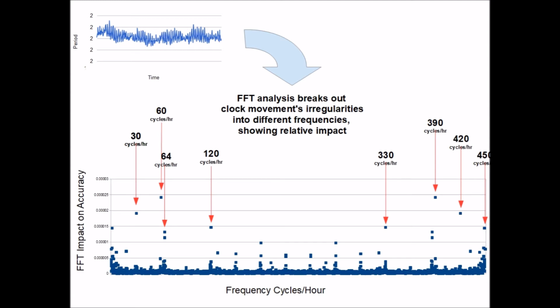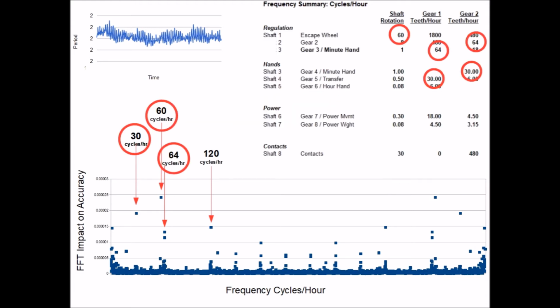They're found at frequencies of 30, 60, 64, and 120, and over on the right at 330 to 450 as well. And compared to all the data points, they're significantly higher in value for impact of accuracy. When you look at the frequencies having a high impact and compare it to the design frequencies, using 30, 60, and 64, you can find their component counterparts perfectly in the design frequency chart. While frequencies of 30 and 60 can be passed off as coincidence, 64 is a very unique finding on both the design and the performance characteristics chart.